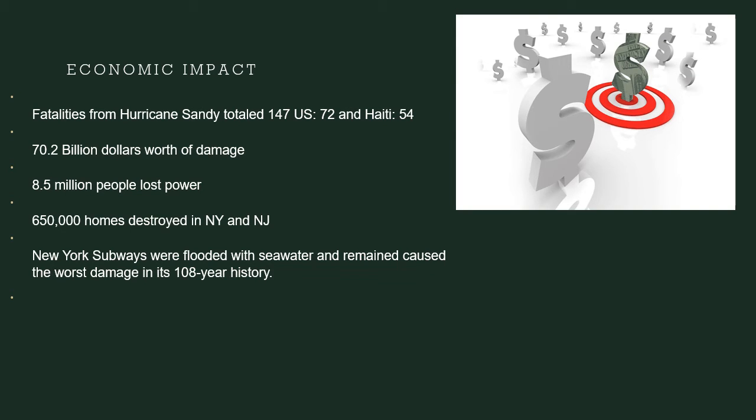The economic impact: there were a total of 147 deaths, 72 in the US and 54 in Haiti. $70.2 billion worth of damage. 8.5 million people lost power during the storms. 650,000 homes destroyed in New York and New Jersey. New York subways were flooded with seawater, and it was the worst damage in its 108-year history.